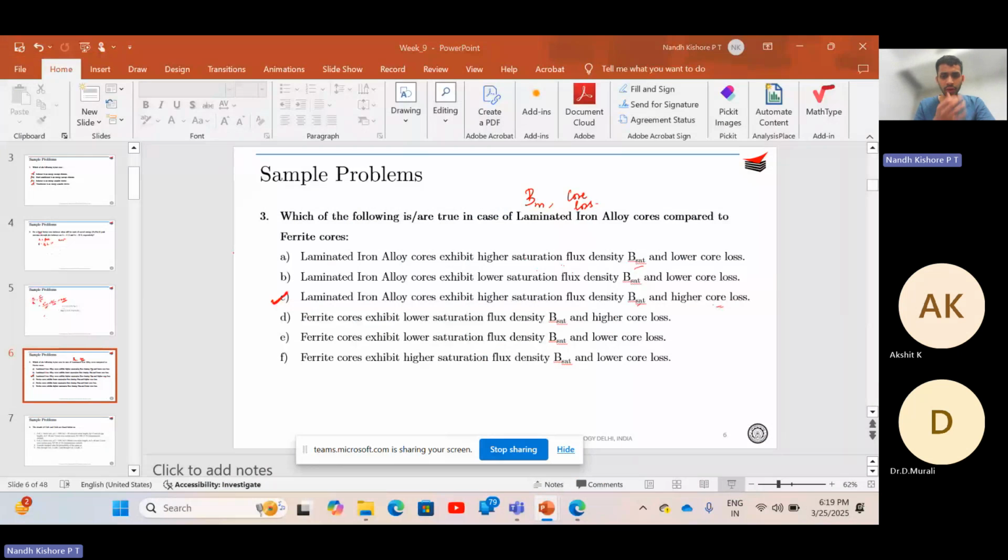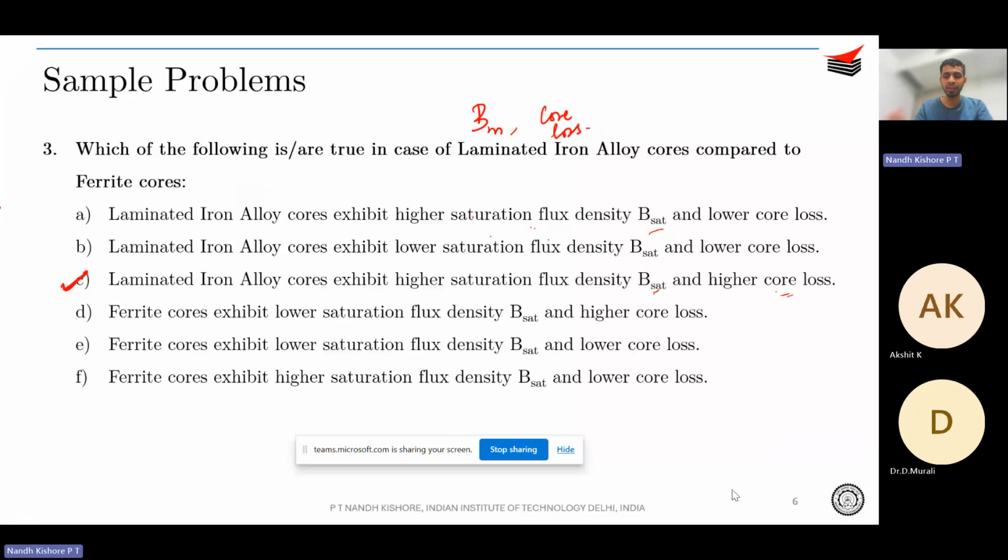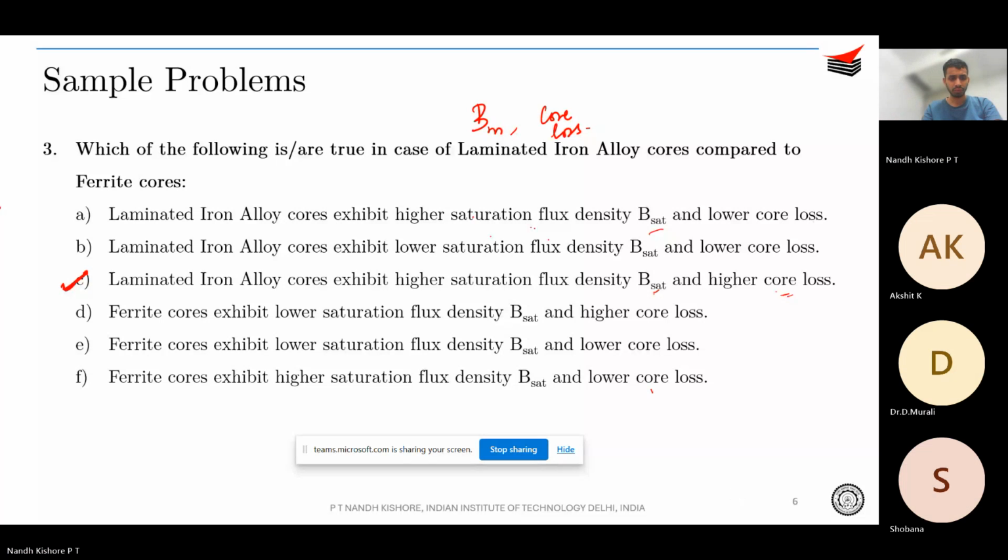Okay. So this was about laminated alloy cores. Whereas on the other hand, you obviously know that ferrite cores are used for high frequency applications and they have lower core loss. And one of the problems with ferrite cores is obviously the opposite, that they exhibit a lower saturation flux density. This is a problem, but the advantage is you have lower core loss. So again, this is something related to materials.